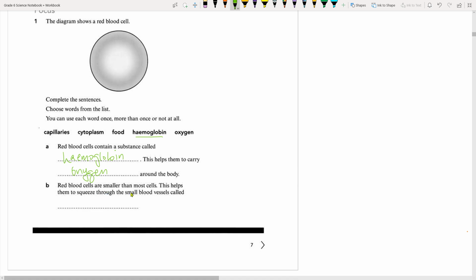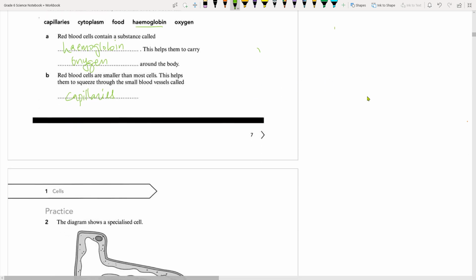The red blood cells are smaller than most cells. This helps them to squeeze through small blood vessels called capillaries. Now if you had studied the book, then this was stated in the book. Again, I told you that reading is going to be your only task at home. Other than that, I'm not going to give you any assignments. You just need to read through the text that is there.